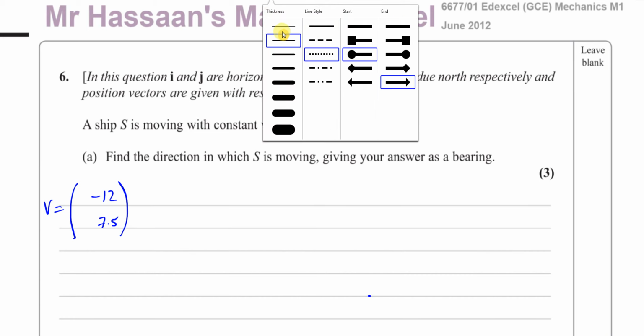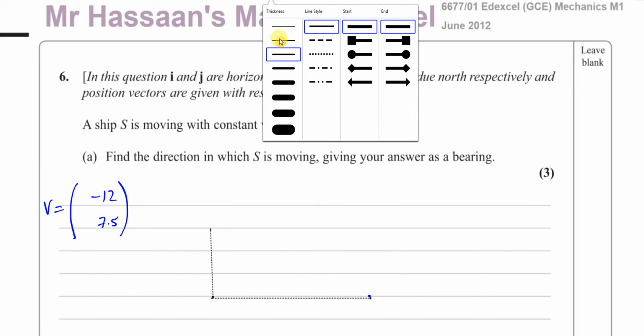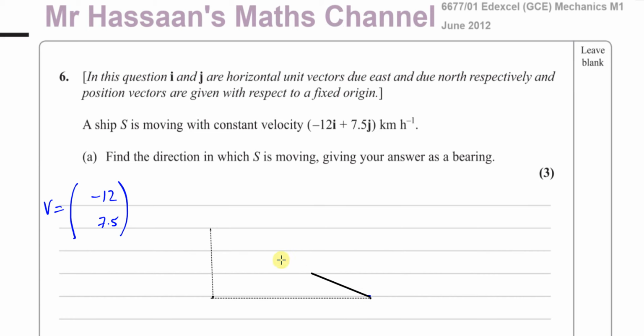The component vectors would look like this: 12 to this side and 7.5 up. I've just drawn something there, not really to scale. So the direction it would be going is along this particular line, and that's the direction of the ship S. It is 12 units to the west and 7.5 units to the north. We want to find this direction as a bearing.